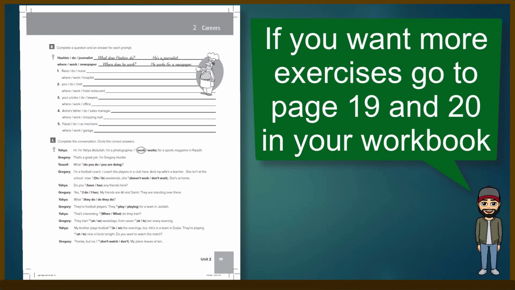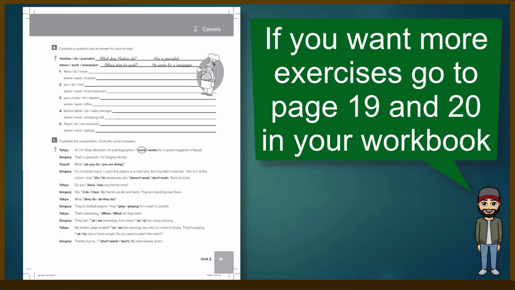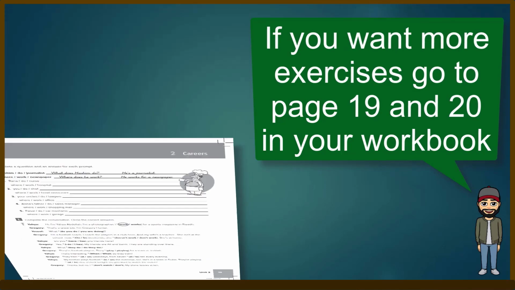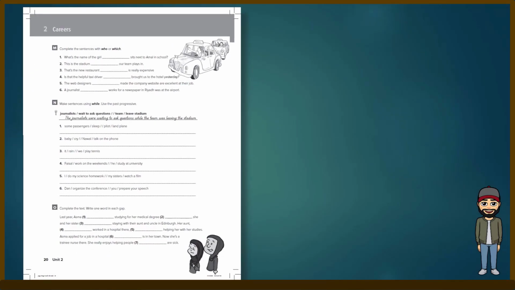If you want more exercises, go to page 19 and 20 in your workbook.